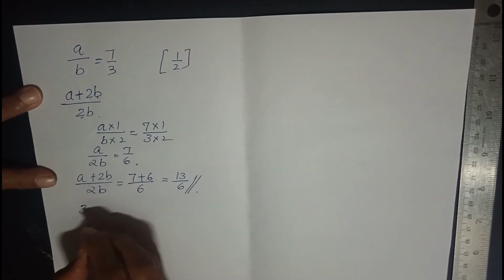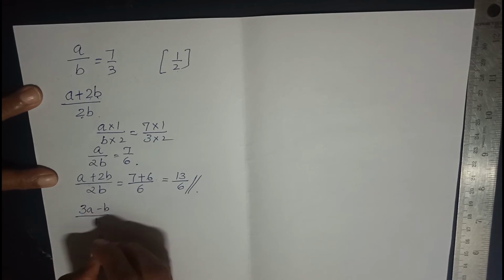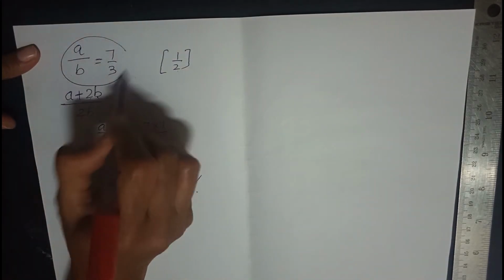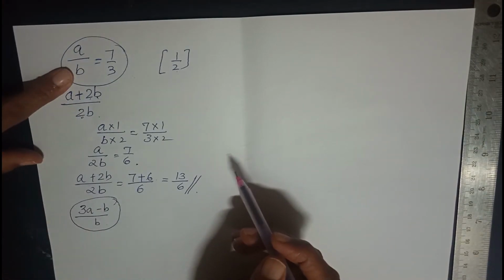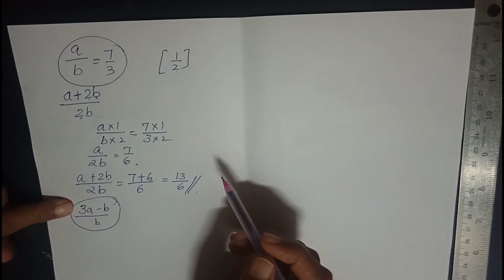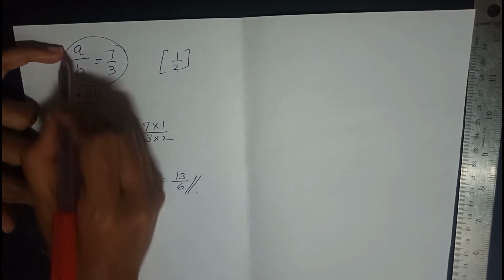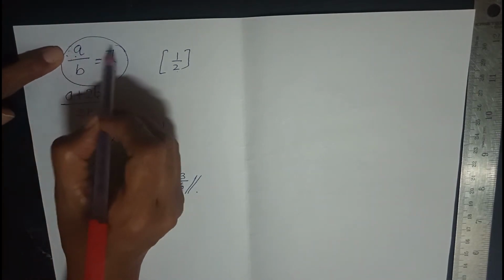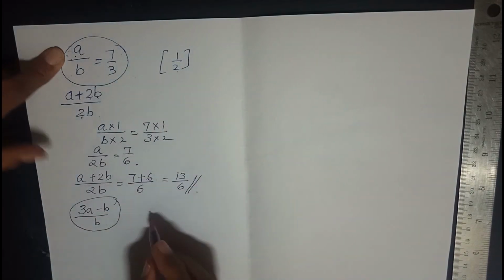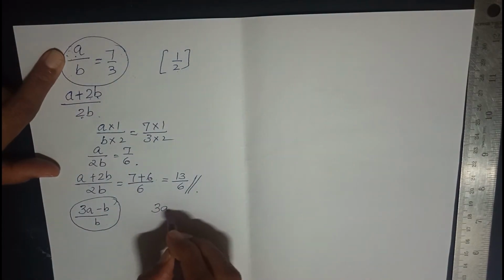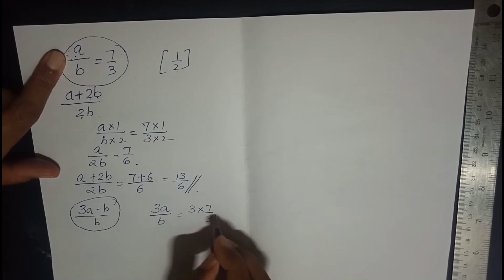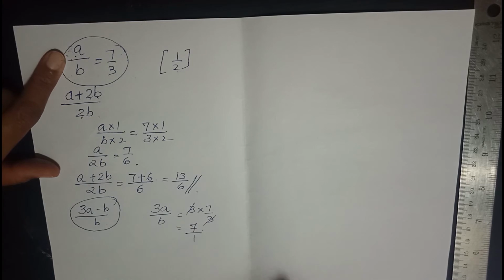Let us say now I want (3a minus b) upon b. Now you can see this is the given ratio. I want b as it is, but I don't want a, I want only 3a. So I want a 3 here. So I will multiply this with 3 and this also with 3. So when I multiply this with 3, what I will have is 3a upon b is equal to 3 into 7 upon 3. So 3 will get cancelled and what will remain is 7 upon 1.